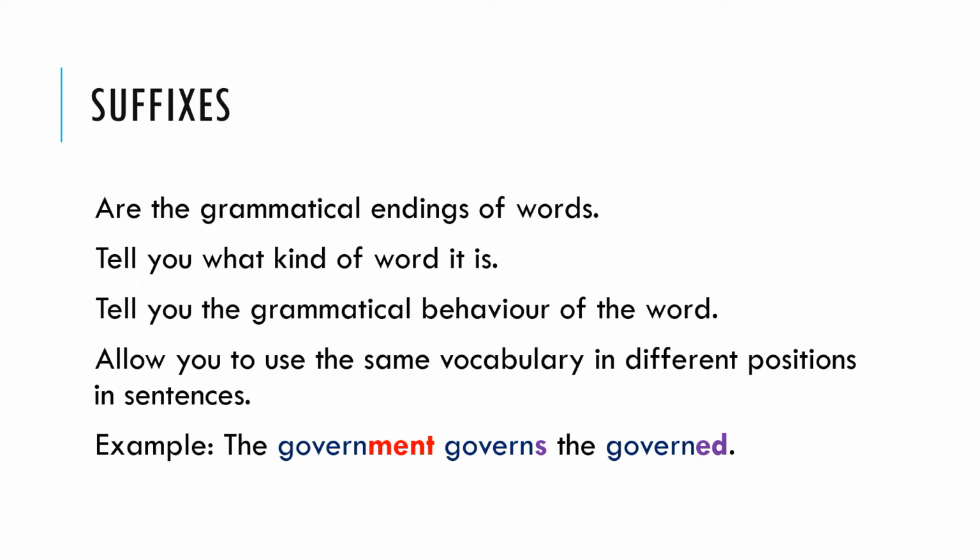In the example, the government governs the governed, we can see in blue that we have the verb govern. When we add ment, it becomes a noun, government. When we add an s, it is in the third person singular form, and the governed is an adjective being used as a group noun.